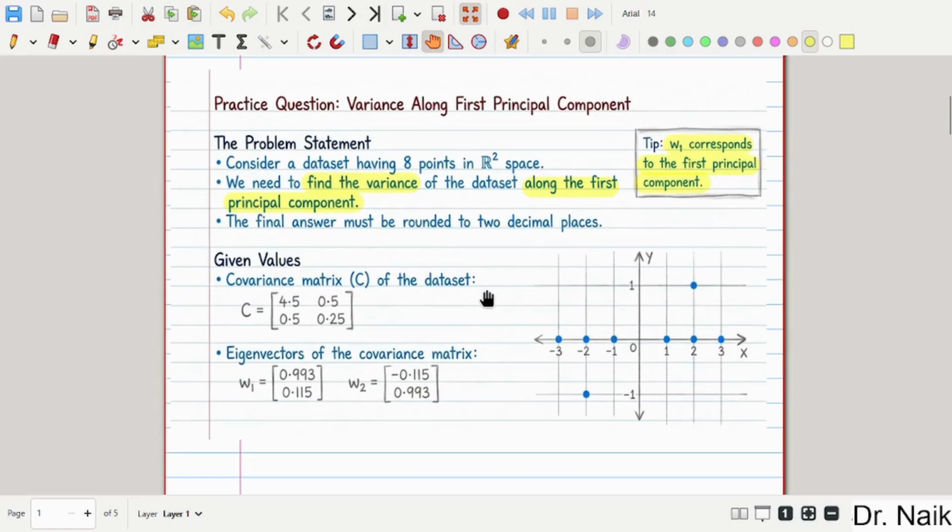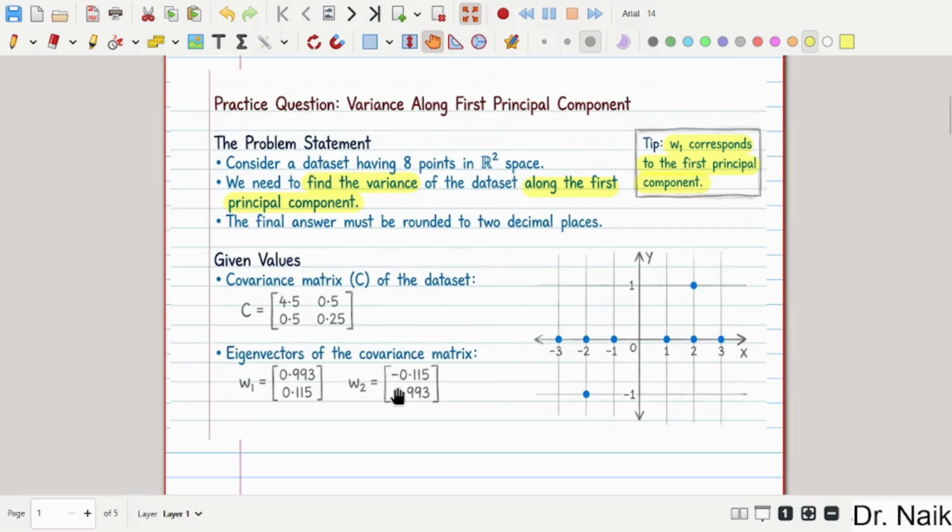The problem statement is that we have to find the variance of the data set along the first principal component. The final answer must be rounded to 2 decimal places. The values given are the covariance matrix C of the data set, which we calculated in our previous video while solving question 8. So C is a matrix with entries 4.5, 0.5, 0.5 and 0.25.